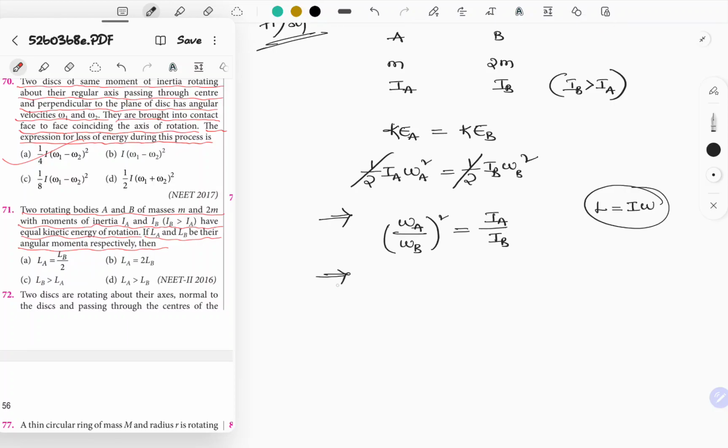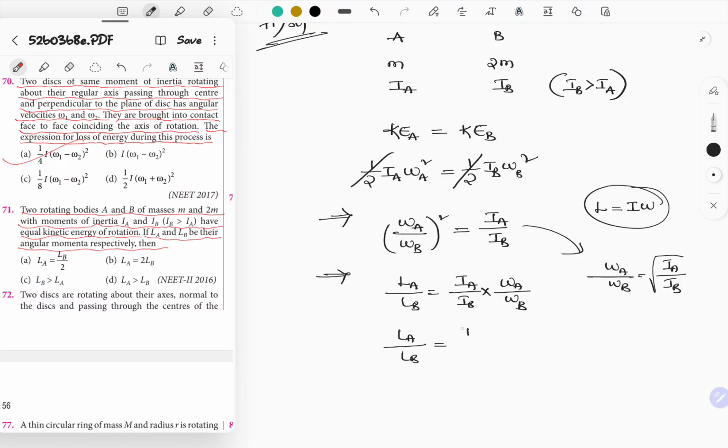Let me relate this with respect to angular momentum. LA by LB is equal to Ia by Ib into omega A by omega B. From this, we can write down omega A by omega B as root of Ia by Ib. Let's substitute that in this equation. So LA by LB is equal to Ia by Ib into root of Ia by Ib.